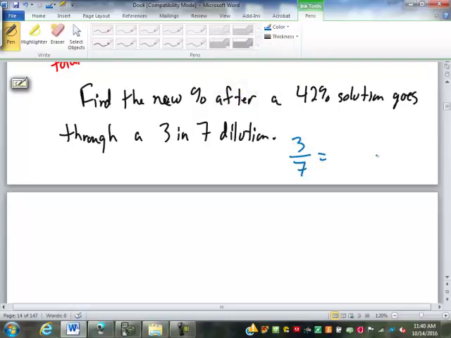And that dilution is going to be directly related to our ratio of percents. Where's the 42 go? Top or bottom? Bottom. And we'll cross multiply. 3 times 42% divided by 7 is what? 18% is the new solution.